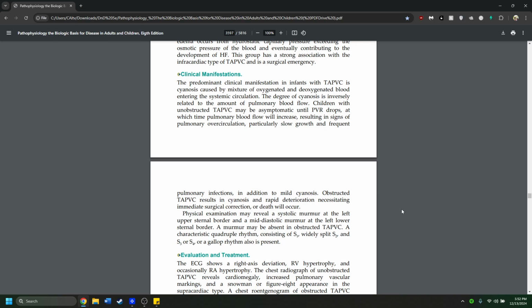Physical exams may reveal a systolic murmur at the left upper sternal border and a mid-diastolic murmur at the left lower sternal border. A murmur may be absent in obstructed TAPVC. A characteristic quadruple rhythm consisting of S1, widely split S2, and S3 or S4, or a gallop rhythm, is present.